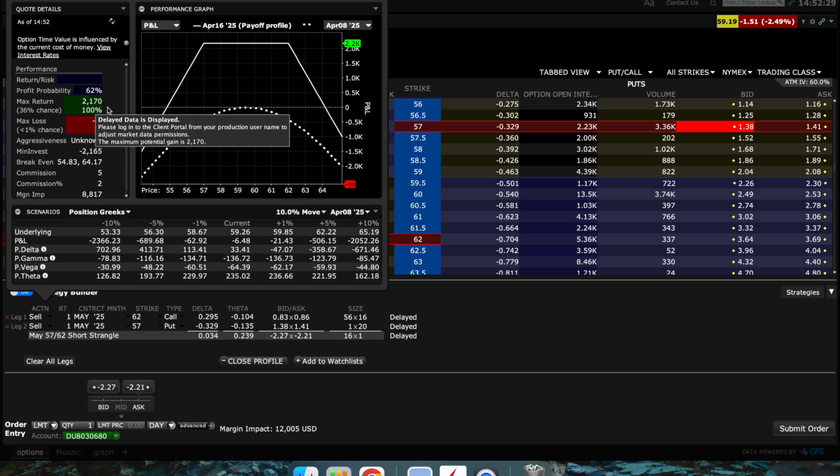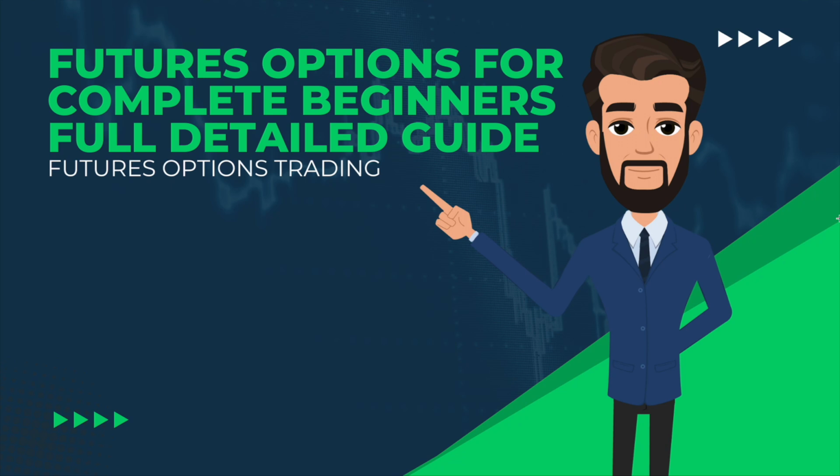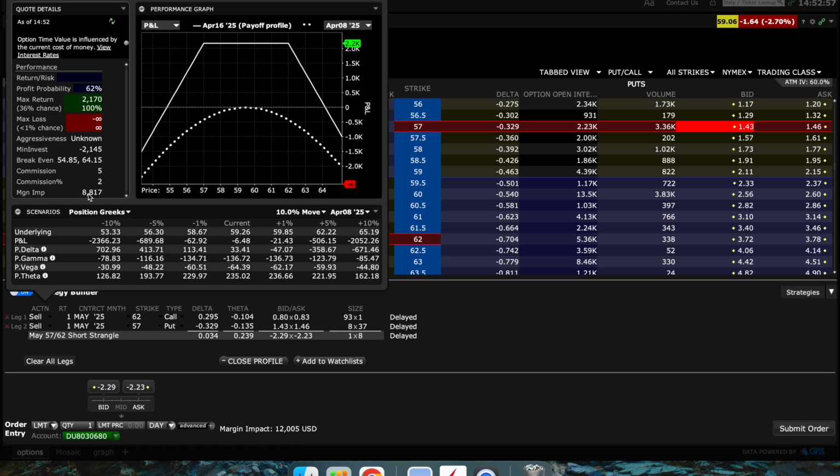$2,170, right? Now, obviously, we will have to offer some of our account as collateral to the broker, just because we got paid, we're taking more risk instead of just buying options. And the margin requirement is $8,817 for this position, which means $8,817 out of your account will be held up as collateral for this trade, basically. So it's nothing crazy, nothing unusual. It's pretty normal, pretty standard.